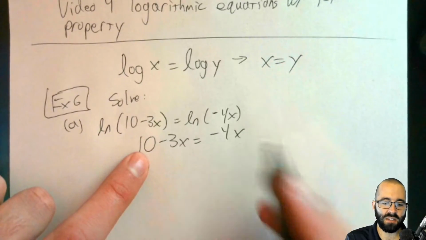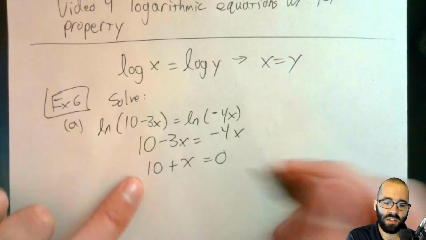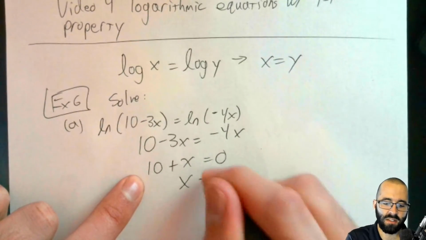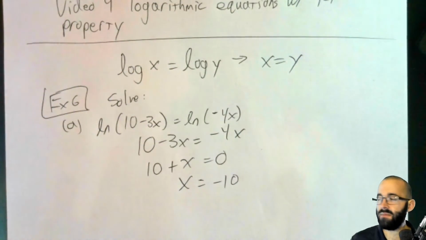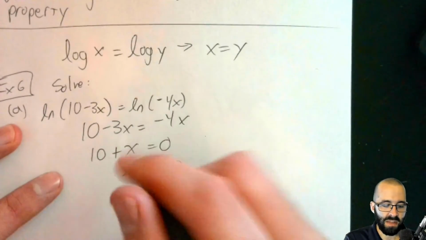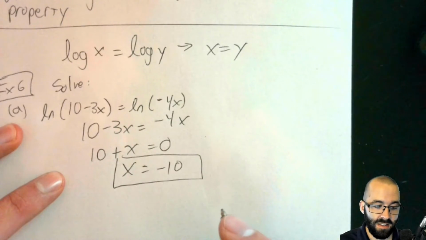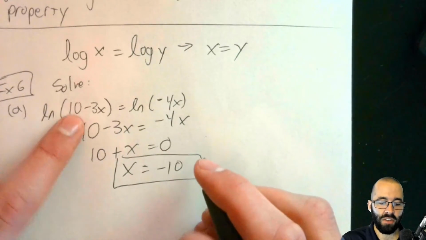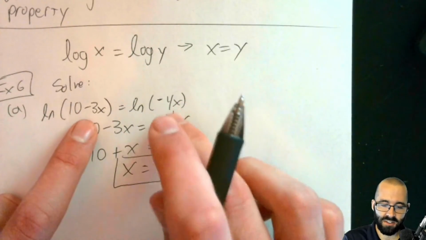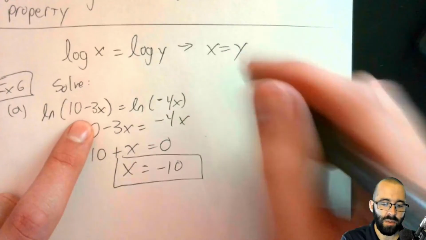So let's add 4x to both sides. That'll give us 10 plus 1x now. And subtract both sides by 10. We'll get x is negative 10. And let's check our answer. Make sure we're right. Make sure we're in the domain. We could find the domains by setting each of these insides greater than 0 if we wanted to know the domains. Anyway, let's check our answer.